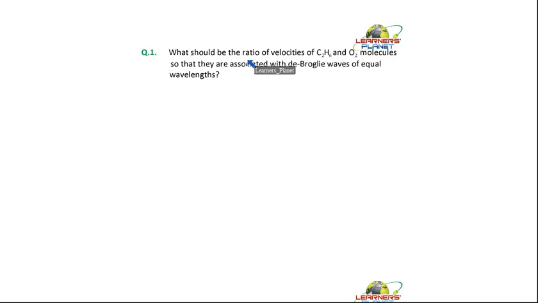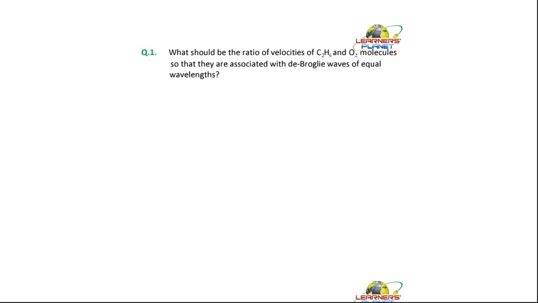What should be the ratio of velocities of C2H6 and oxygen molecules, so that they are associated with de Broglie waves of equal wavelengths? So what do you need to find out here? We need to find out the velocities of these molecules so that the wavelengths of the waves emitted are equal.